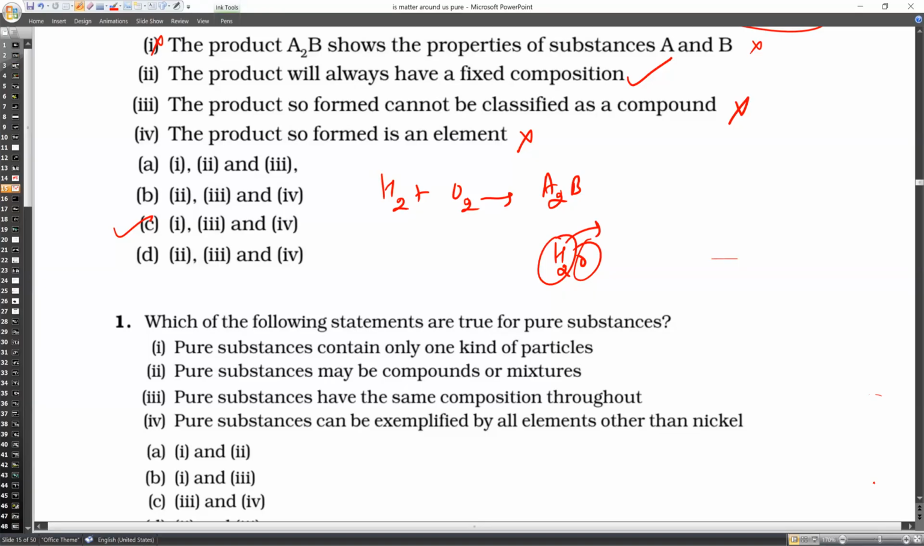You done? Noted? Write yes. Only the correct options. Okay. Noted everyone. Alif, you also.